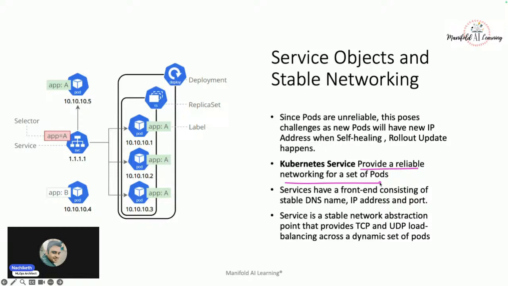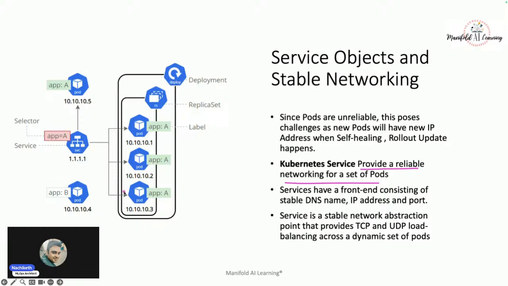That means we will use the service as a front end. And this service front end will consist of a DNS name, and it will also have the IP address and port. As a result of this, we get to enjoy stable networking for the dynamic set of pods.